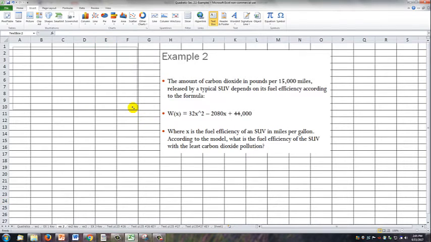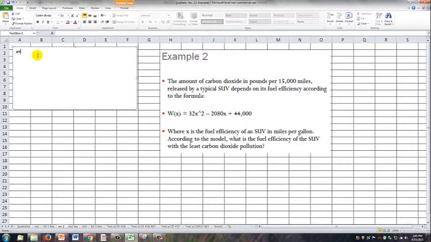And the formula is given there, where X is the fuel efficiency of SUV, and the units are miles per gallon. This is my Math English dictionary. It's what I refer to when I want to interpret my answer. And then W of X says the amount of carbon dioxide in pounds per 15,000 miles. So that's my dependent variable. CO2 in, and the units are pounds per 15,000 miles.